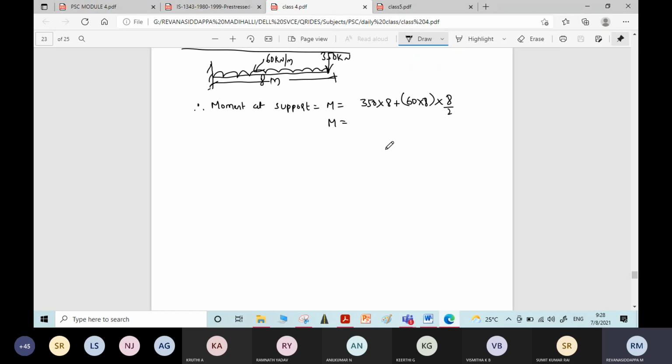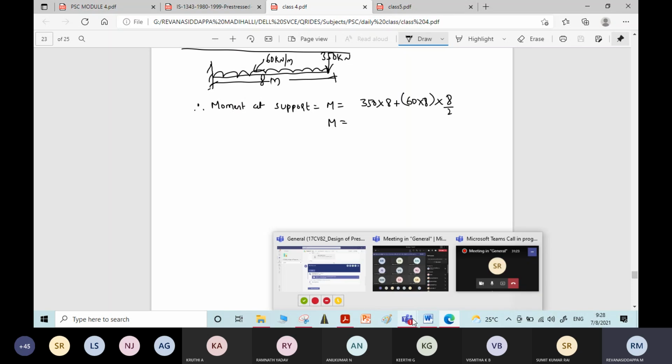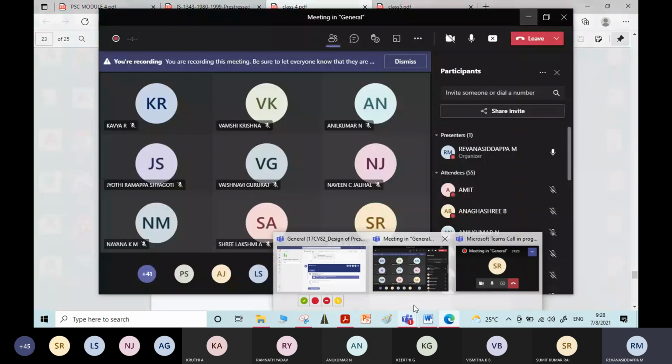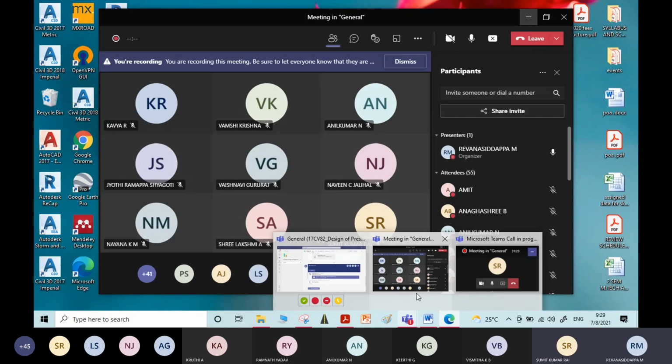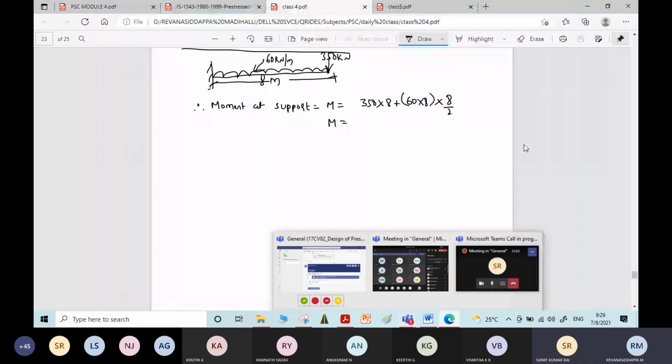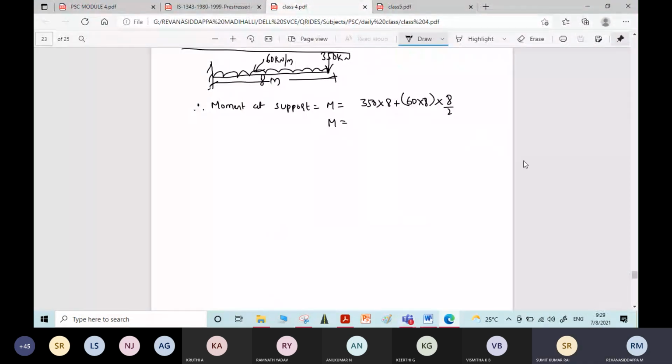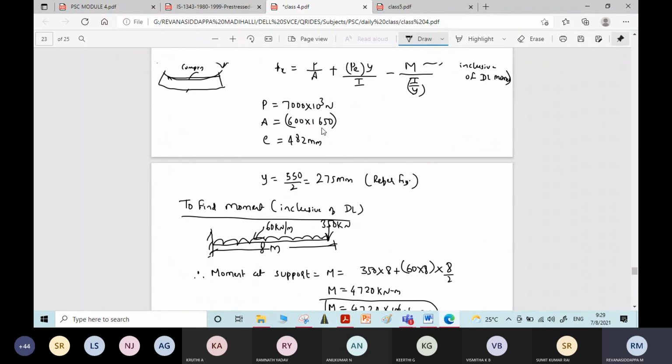What is the answer? 4720 kilonewton meter, sir. Yes, 4720 kilonewton meter. In terms of Newton millimeter, M is equal to 4720 into 10 power 6 Newton millimeter. Now all the required parameters are known.